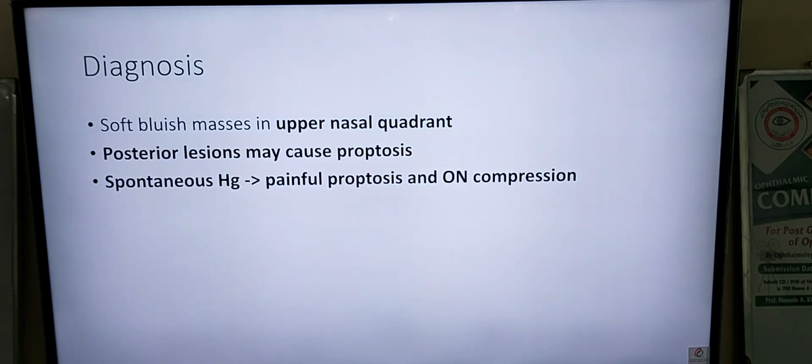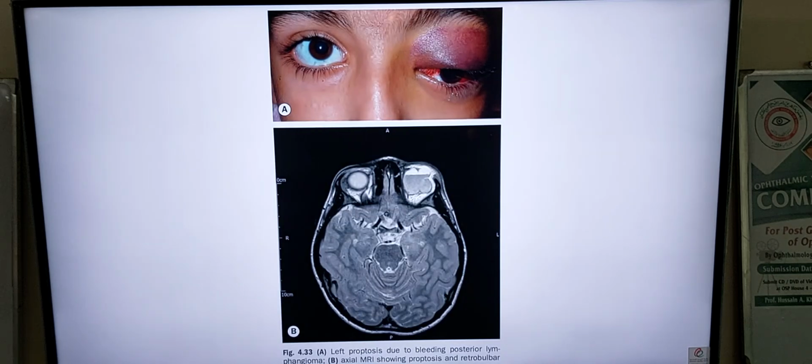Spontaneous hemorrhage may occur in them, which may cause painful proptosis and orbital nerve compression. You can see in the above picture, the proptosis is evident, and you can see by the look that it looks like a hemorrhagic event.